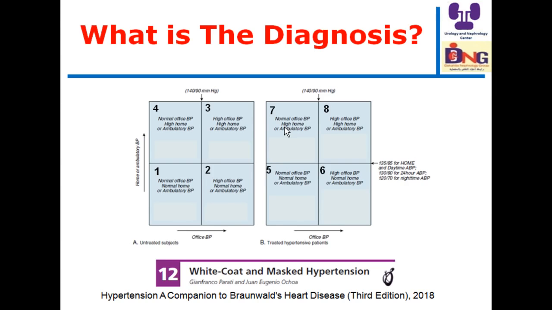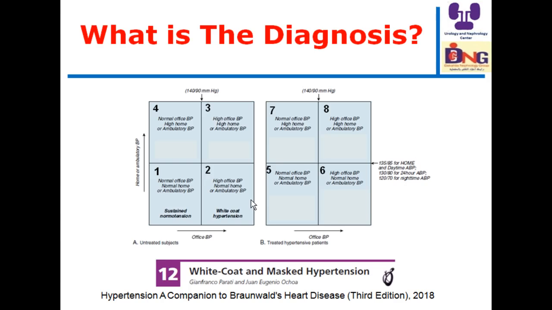So let us go to the different corners in this figure. If I start with this square, we have an individual who is not treated for hypertension. Office blood pressure is normal. Home or ambulatory blood pressure is normal. What's your diagnosis? The diagnosis is sustained normotensive individual. If we are dealing with the second corner, the person has high office blood pressure, normal home or ambulatory blood pressure. It seems that he has white coat effect, white coat hypertension.